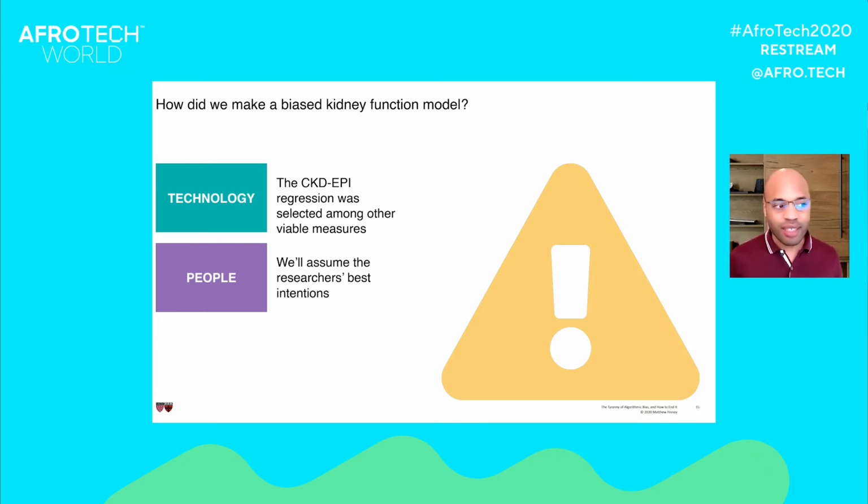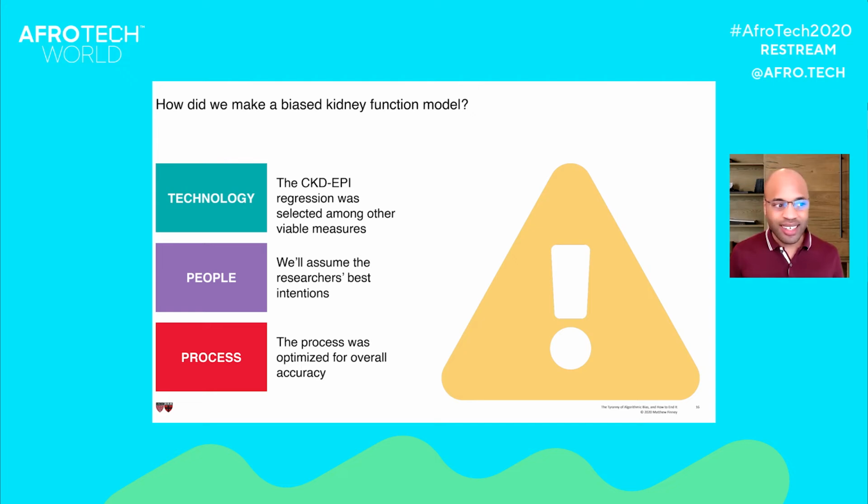So now let's look at the process. The process here for building this model was optimized for overall accuracy of the model. So we mentioned how when researchers decided to include race in the model that they were training, they got a slight overall accuracy boost in the model. And that was the driving factor in the decision to include race as a predictor of kidney function. That process, that's where I want to dive deeper. That's where our failure was.